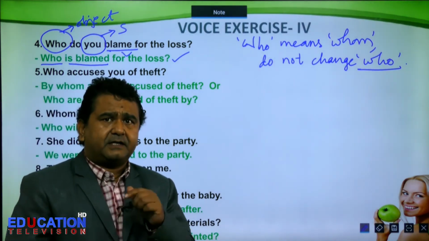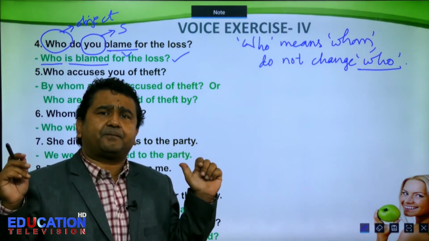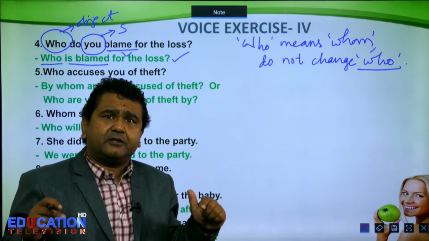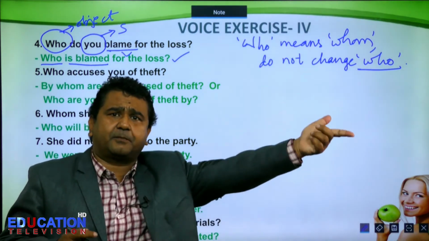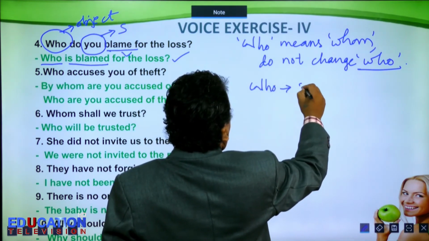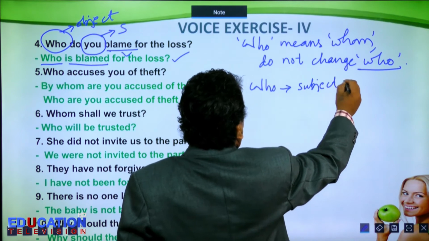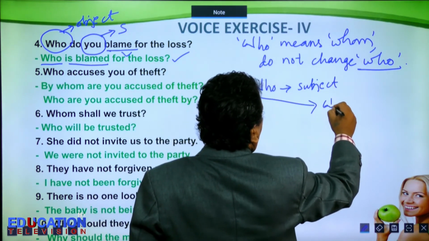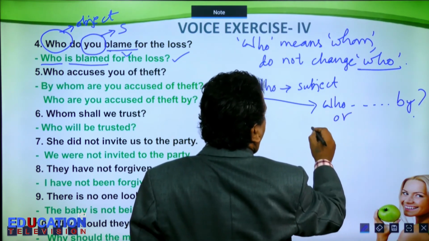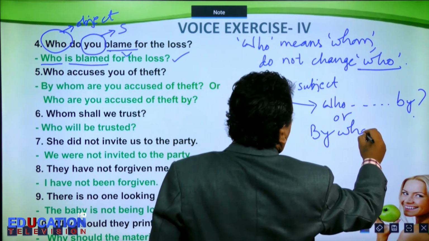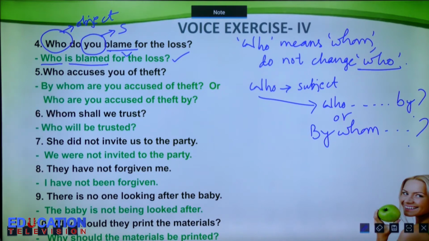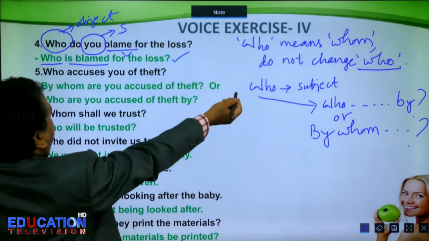Remember, here if who is not the object of the sentence but the subject, you change who into by whom, or who dot dot dot by. So if who is the subject, you change it into who dot dot dot by, or by whom dot dot dot question mark. So, who accuses you of theft? By whom are you accused of theft?